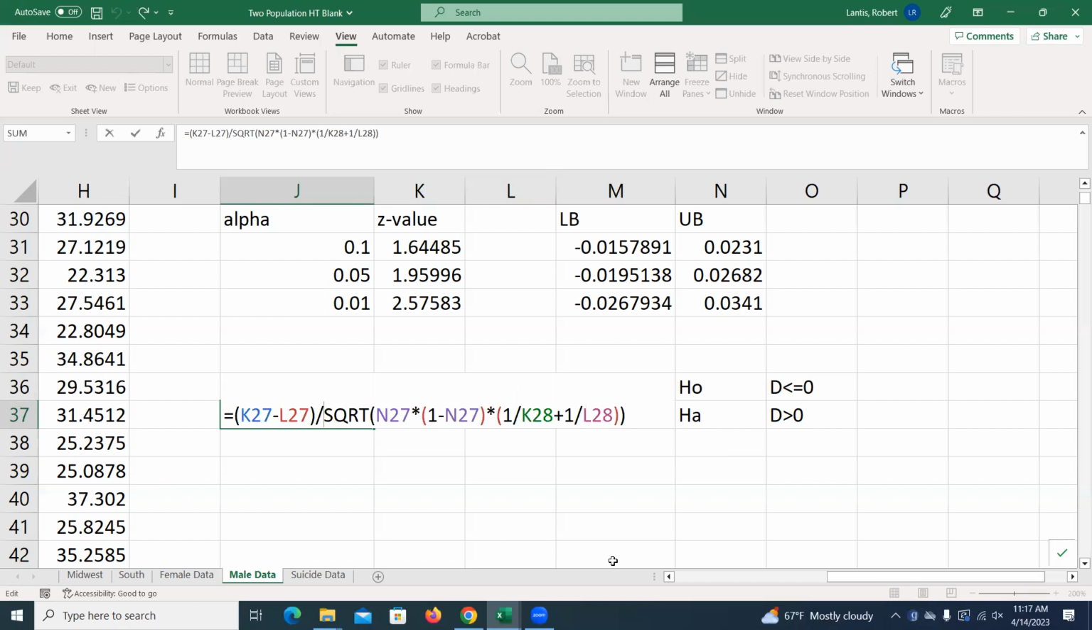So what if instead of the p-value approach, I wanted to use the critical value approach? So for a right-tailed test, my critical value should always be what?